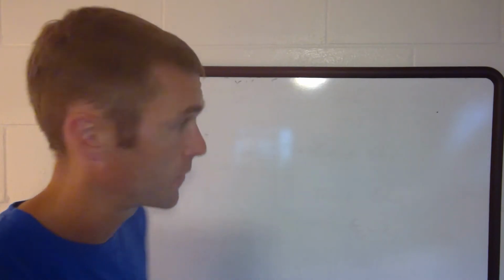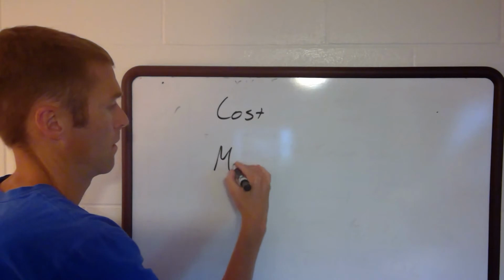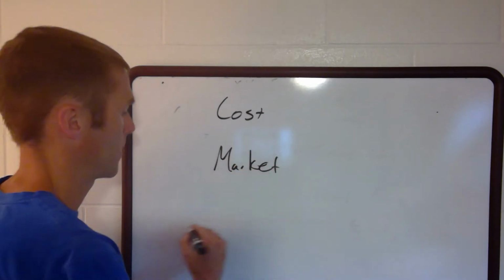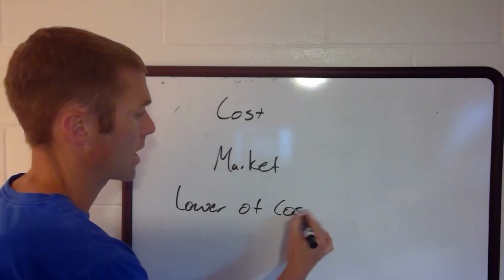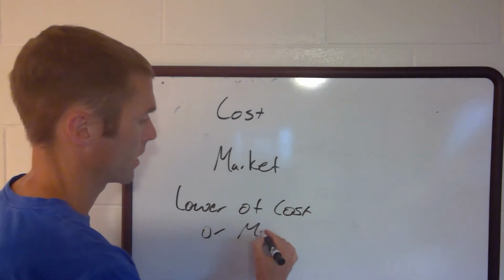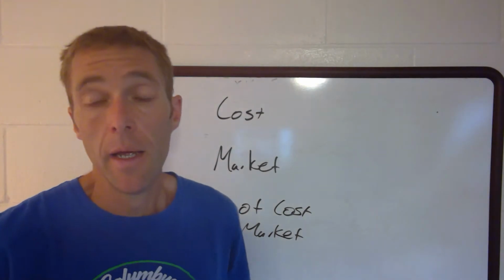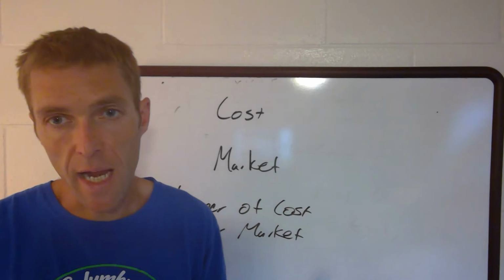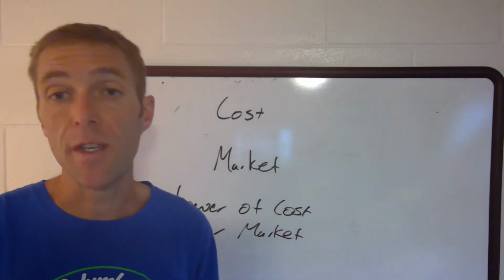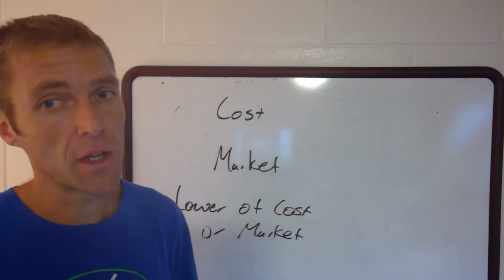So we have the cost method, the market method, and the lower of cost or market. And what's important is that we just simply understand what method is being used and what implications that may have. Now, there are some specific rules that go into this.